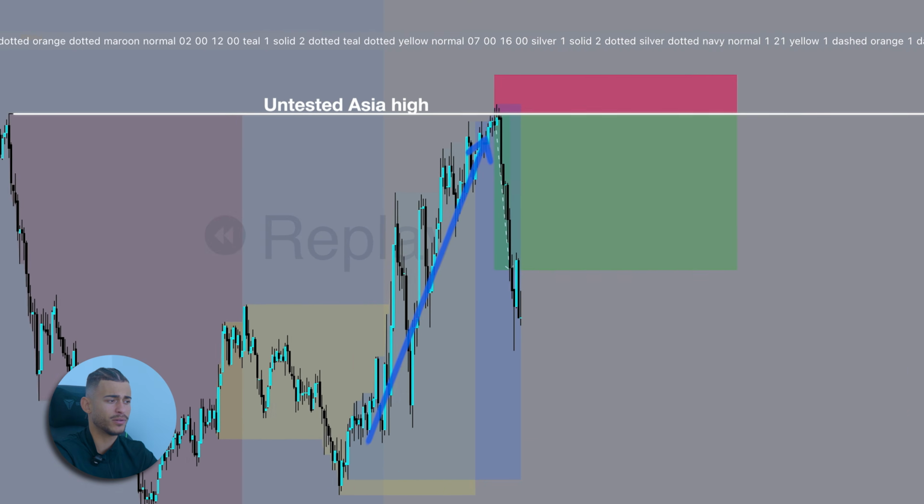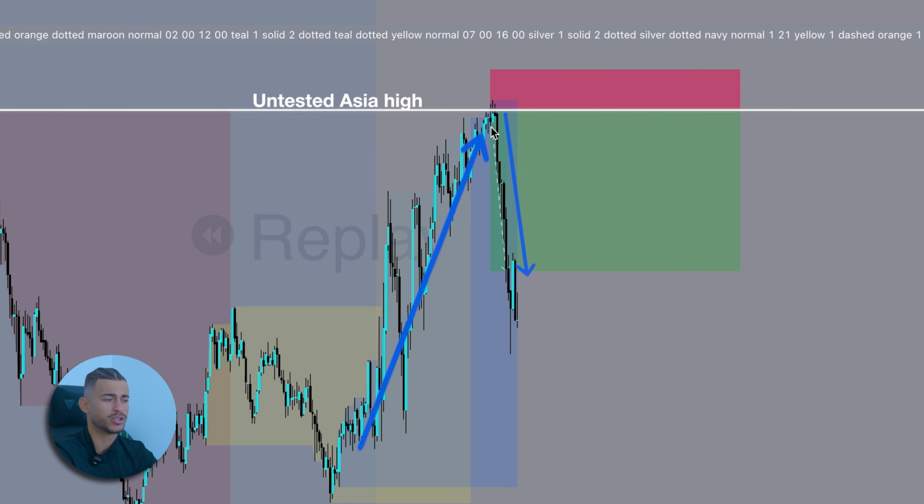A great analogy is to think of price like a bouncy ball. If you drop a bouncy ball from a low height, it'll bounce a little. But if you throw it hard at the ground, it'll shoot up. Price works the same way. When price comes down to a level fast and hard, it usually bounces hard. Or when it comes up to a level fast and hard, just like this, it usually rejects pretty hard.